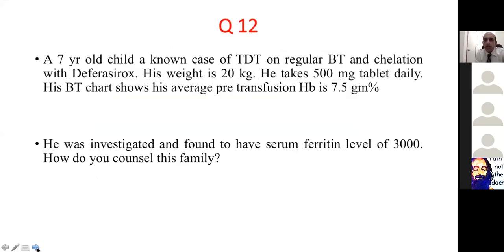We'll move on to the next question. So this is like a counseling station. You're being asked to counsel a family. There is a 7-year-old child who is a known case of TDT, transfusion-dependent thalassemia, on regular blood transfusion and chelation with Deferasirox. His weight is 20 kg. He takes 500 milligram of Deferasirox every day. His blood transfusion chart shows his average pre-transfusion hemoglobin is 7.5 gram percent. He was investigated, found to have ferritin of 3000. How do you counsel this family? It's a counseling station, and there will be somebody observing your counseling.